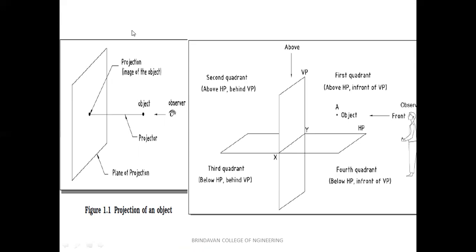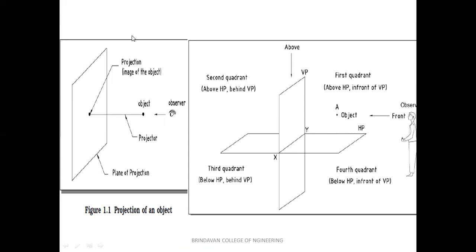On the right side, you can see four quadrants mentioned: first quadrant, second, third, and fourth. Here the observer position is fixed, irrespective of the position of the object. By placing the object in different positions, we define the first, second, third, and fourth quadrants, using the horizontal plane and the vertical plane.